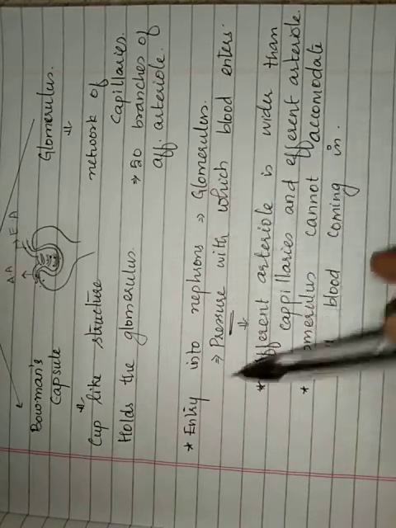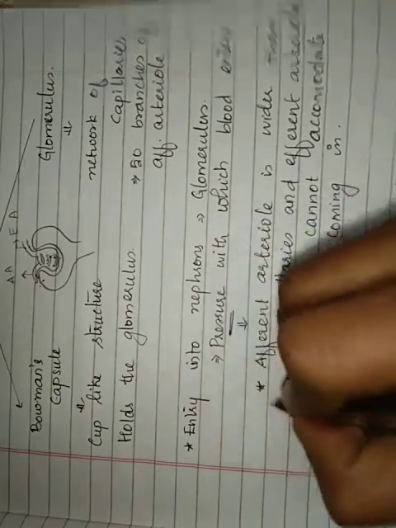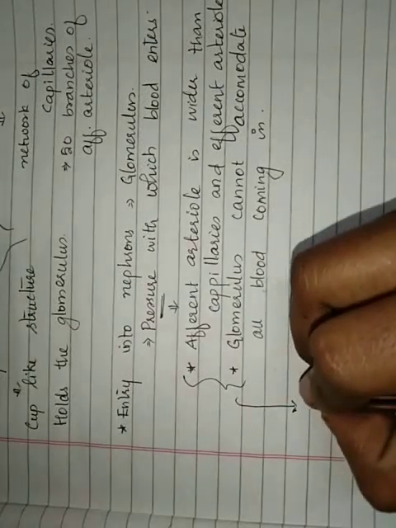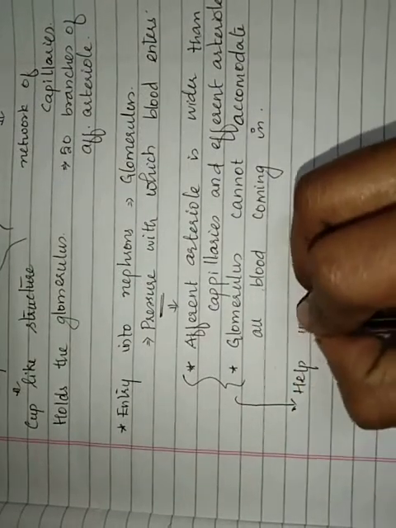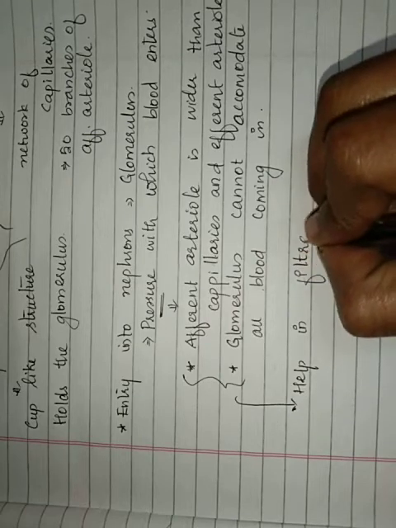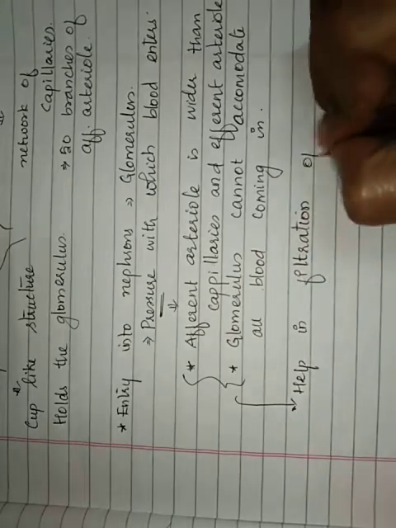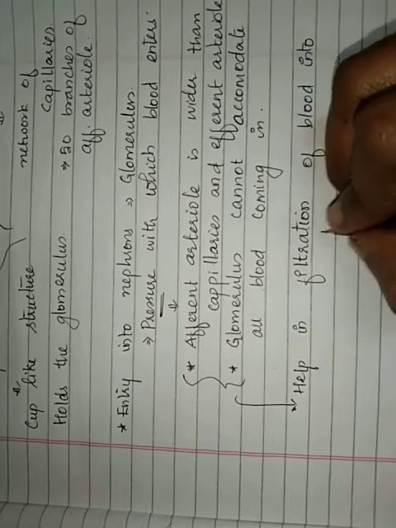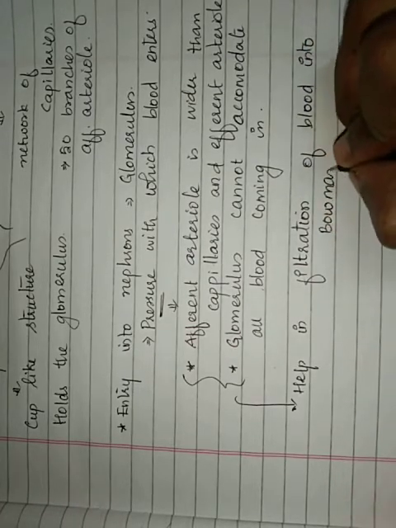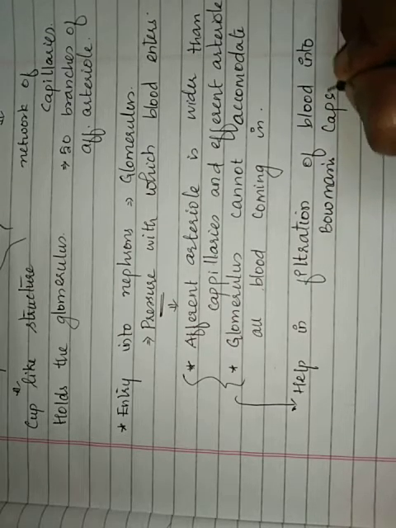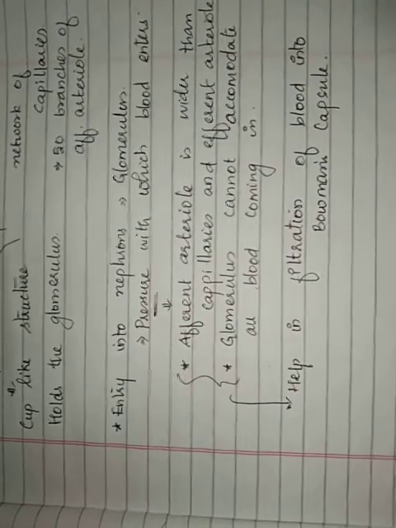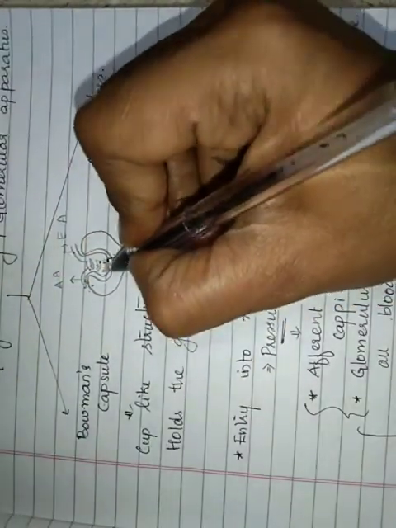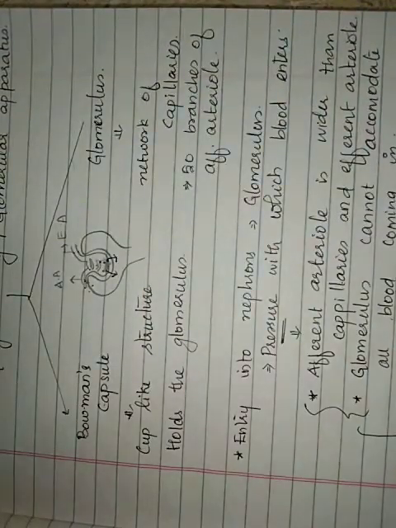So what is the advantage of this pressure? It is helping in filtration of blood into the Bowman's capsule. When the blood is coming with pressure, it is easily filtered. Where is it going to be filtered? The blood coming here is going to filter into the Bowman's capsule.